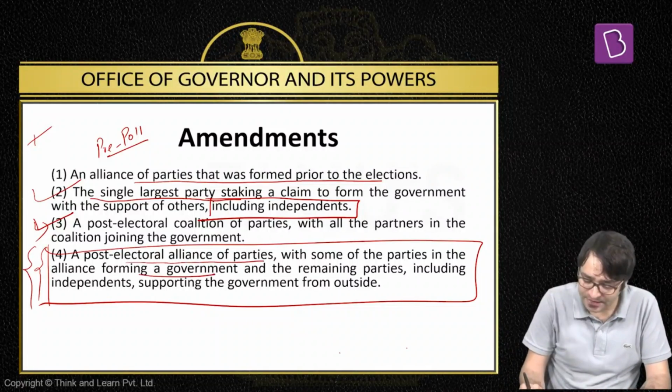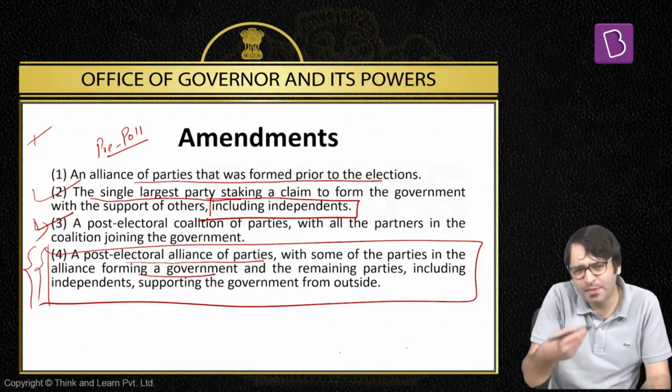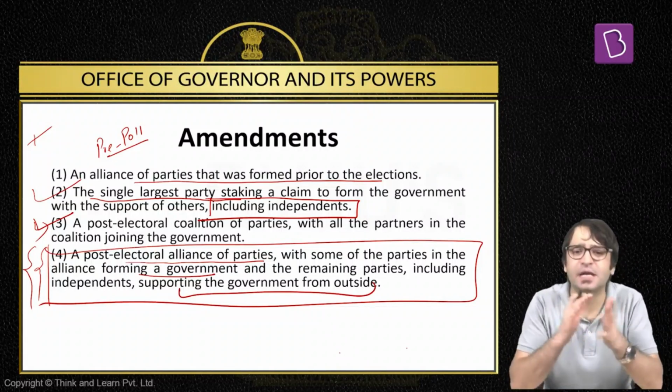A post-electoral alliance of parties, with some of the parties in the alliance forming the government, and the remaining parties, which may be independents as well, supporting the government from outside. And that completes our chapter, state machinery.